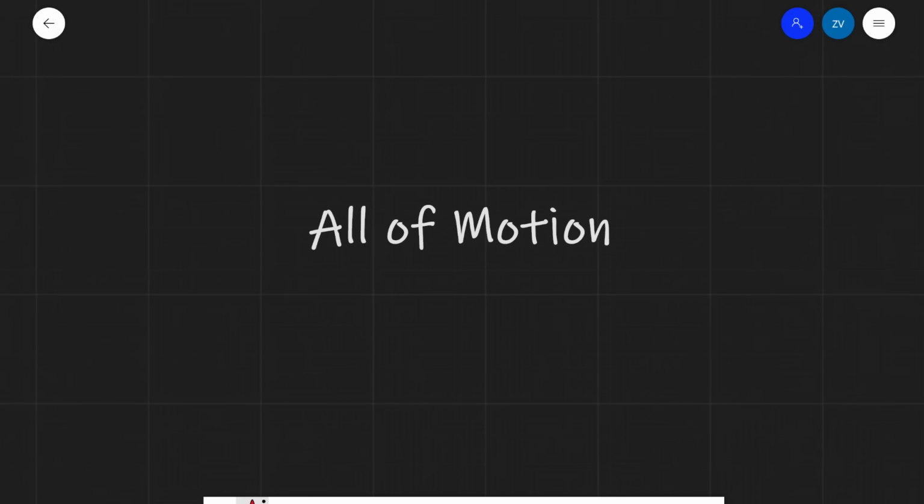Today we're going to be revising the motion topic. I'm going to be following the OCR Physics A specification. However, as always, the physics is applicable to all exam boards.